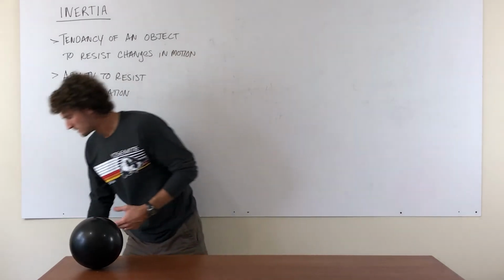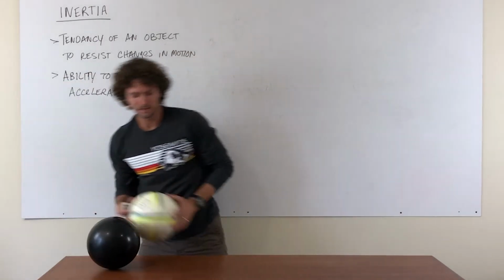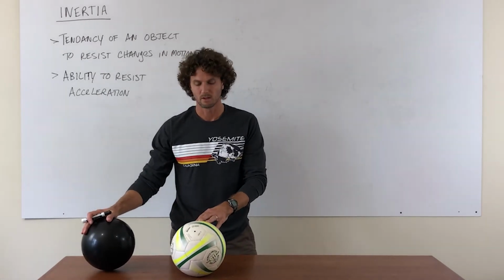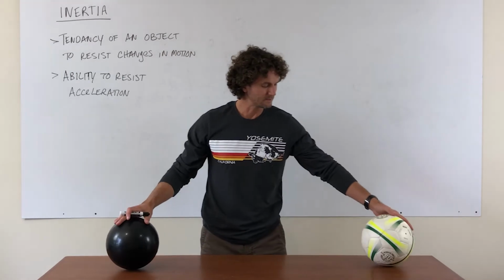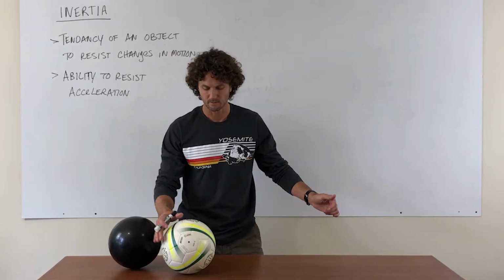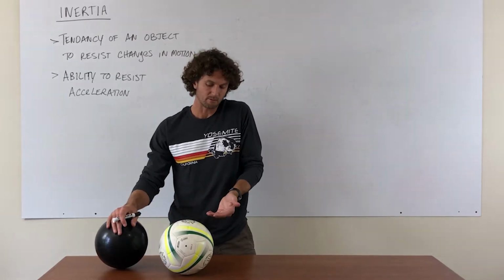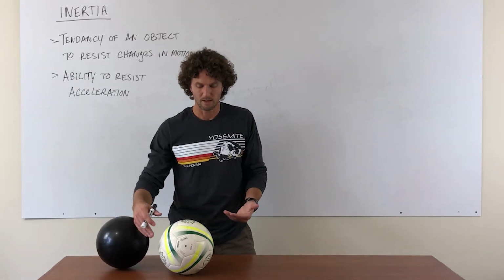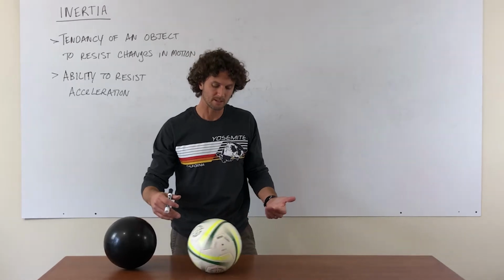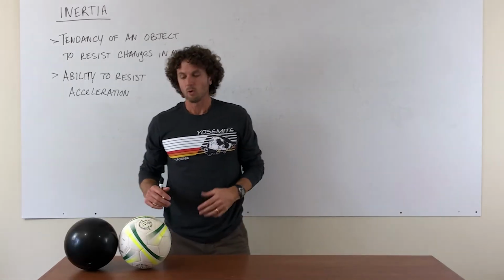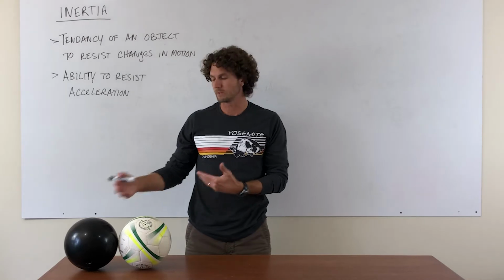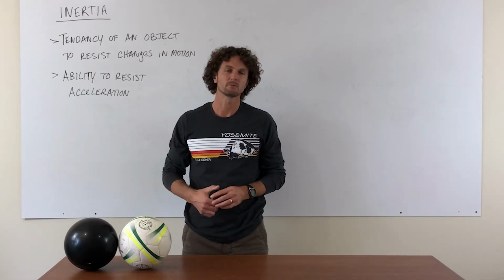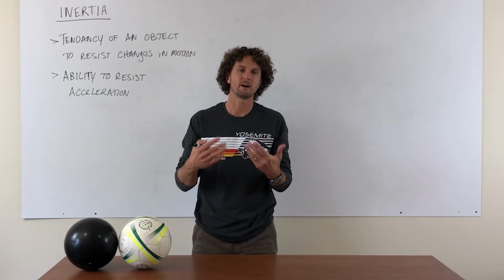If I look at this soccer ball, it actually has much less inertia than this bowling ball, and it's a lot easier to actually get it to start moving. However, it still wants to stay at rest, but because it has less inertia, it takes less effort or less force to get it to start to move. Really what we're talking about here in terms of the differences between the bowling ball and the soccer ball is really its mass. So let's define mass.